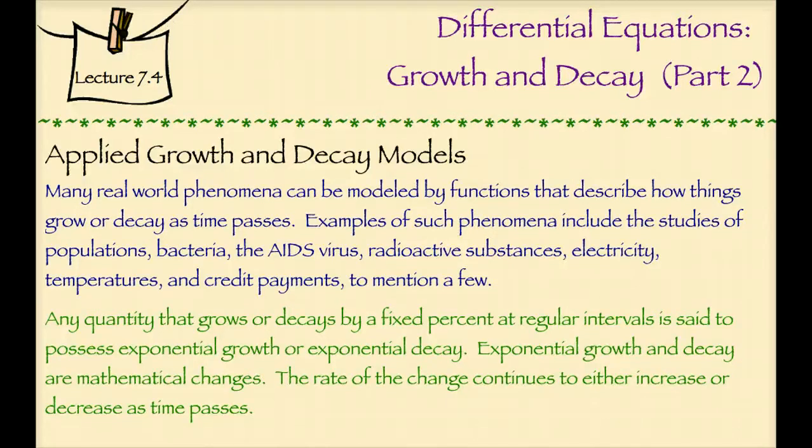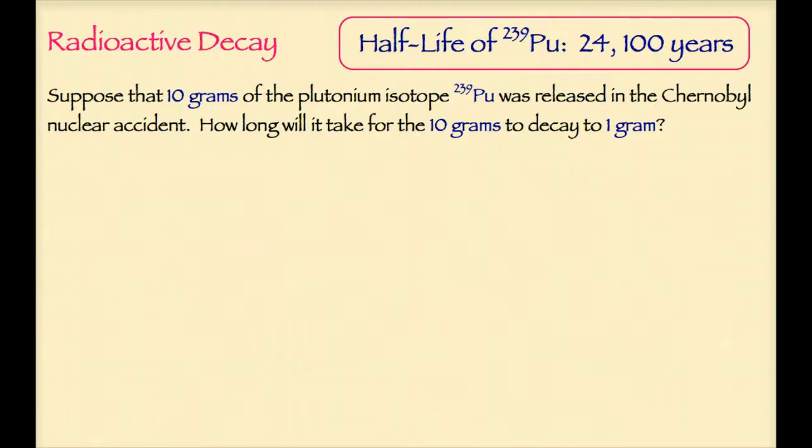Many real-world phenomena can be modeled by functions that describe how things grow or decay as time passes. Examples of such phenomena include the studies of populations, bacteria, the AIDS virus, radioactive substances, electricity, temperatures, and credit payments, to mention a few. Any quantity that grows or decays by a fixed percent at regular intervals is said to possess exponential growth or exponential decay. Exponential growth and decay are mathematical changes, and the rate of the change continues to either increase or decrease as time passes. Let's start with radiation.